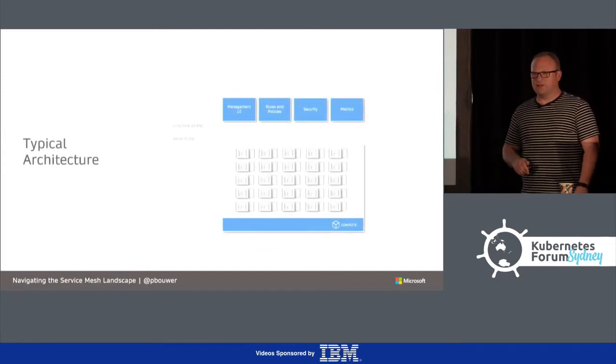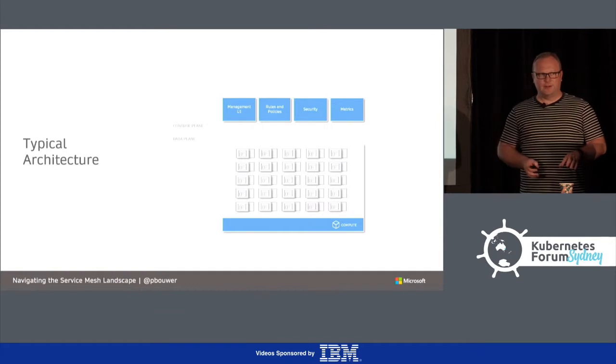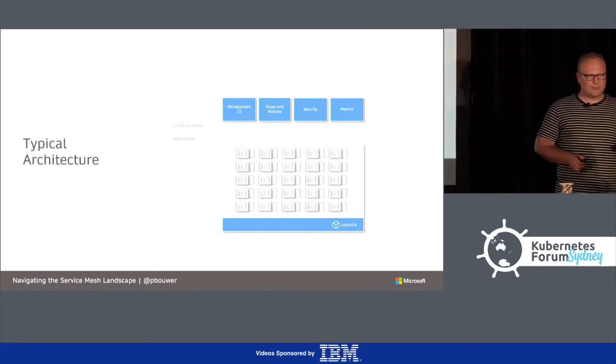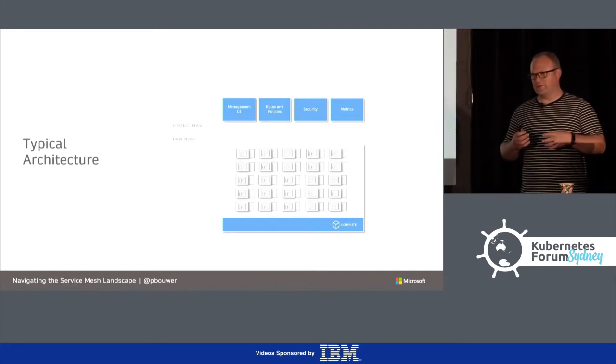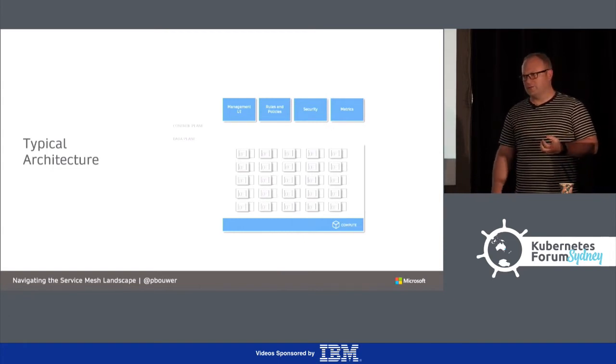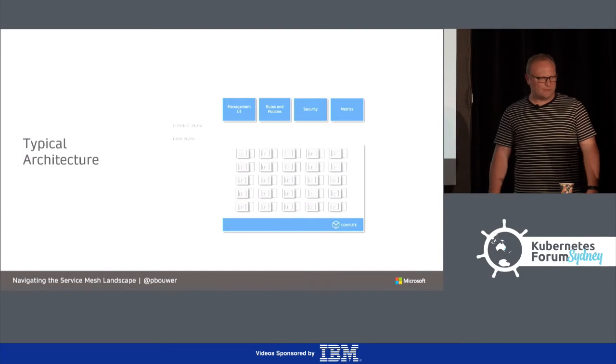So a typical architecture is broken into two components, the control plane, and this is where all the configuration and the management happens. You'll have components that you can see there. It's around a management UI or API that controls how the configuration goes in. You've got your rules and your policies. You've got security, which manages the certificates and the identities. And then you've got the metrics, which allows you to collect all that observability.